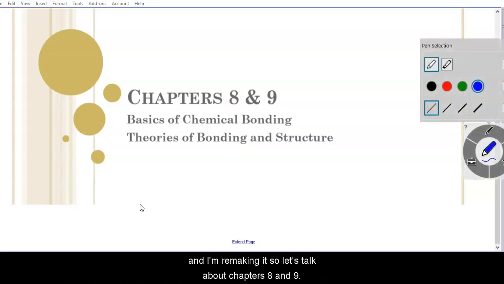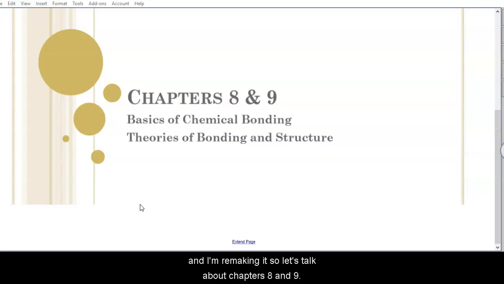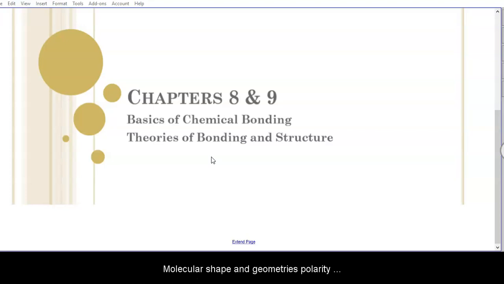So, let's talk about chapters 8 and 9. Okay, the basics of chemical bonding and some theories of bonding and structure. This is a chapter where we talk about Lewis dot structures, molecular shape and geometries, polarity, something called hybridization, as well as electronegativity review and things of that sort.